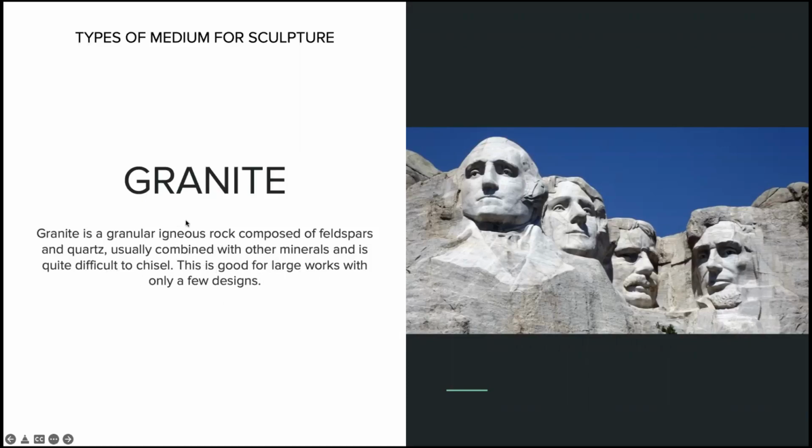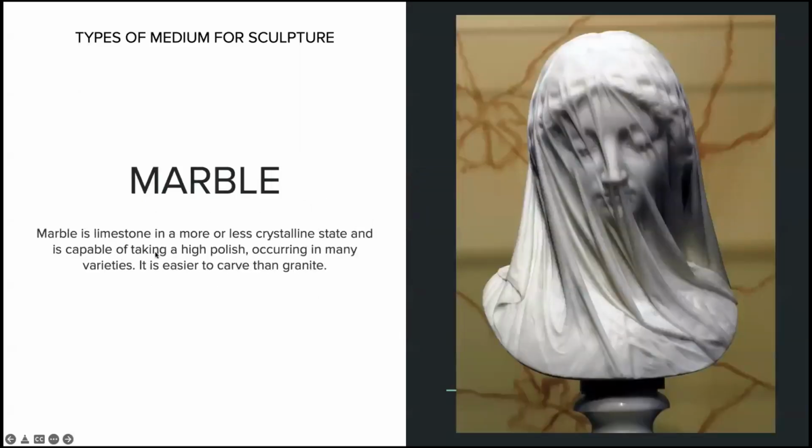Now, remember in science, I think earth science, we learned about the types of rocks, and igneous is one of them. Remember we have 3: igneous, sedimentary, metamorphic rocks, right? So in this one, we use a type of rock for this art, granite. Okay, so next is marble. Marble is limestone in a more or less crystalline state and is capable of taking a high polish, occurring in many varieties. It's easier to carve than granite. So again, this is a type of medium for sculpture.